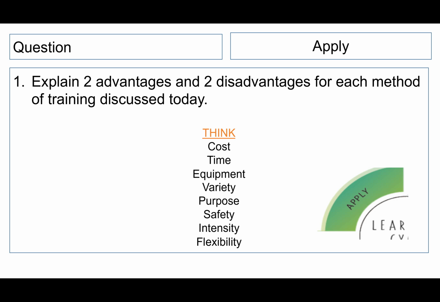Explain 2 advantages and 2 disadvantages for each method of training discussed today. So I want 2 advantages and 2 disadvantages for static stretching, 2 advantages and 2 disadvantages for ballistic stretching, and 2 advantages and 2 disadvantages for PNF stretching. Again, you can do this in little tables. You should have 3 tables for the 3 methods that we've spoken about.